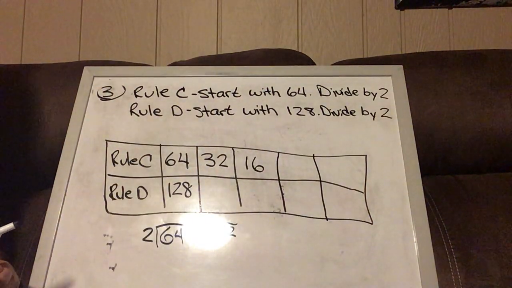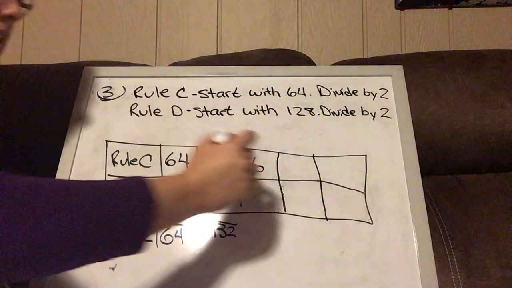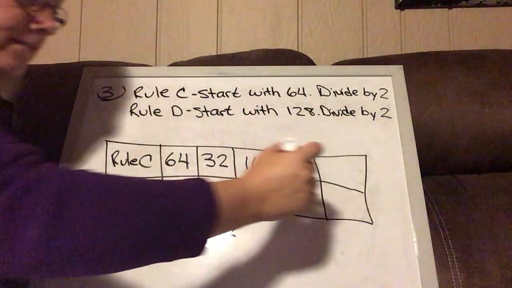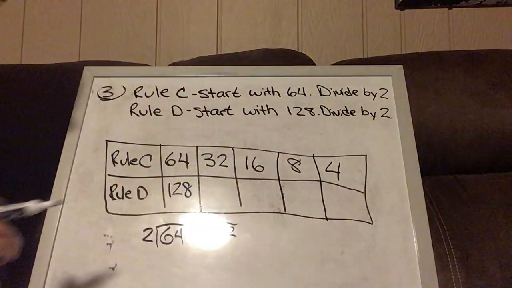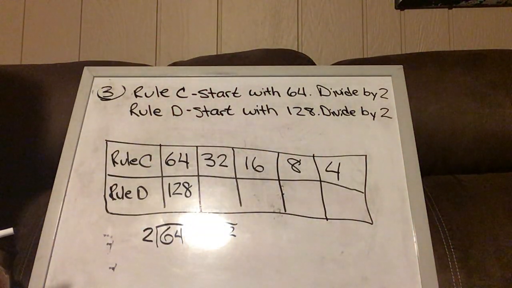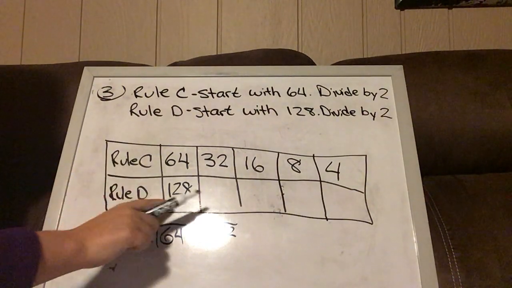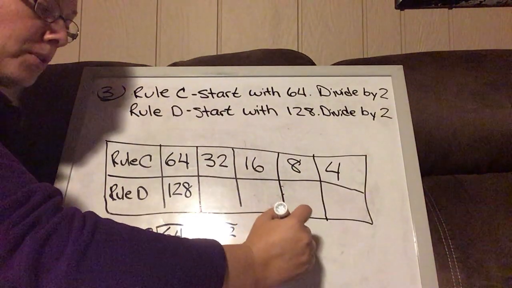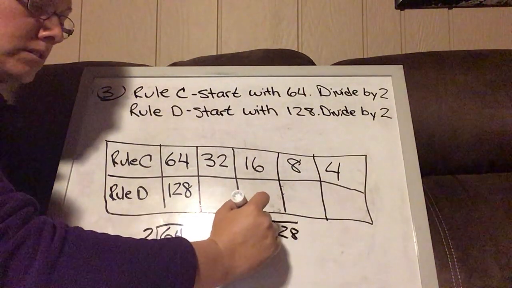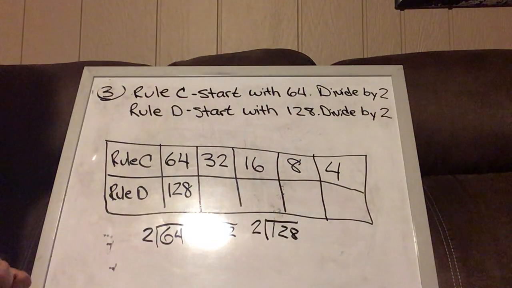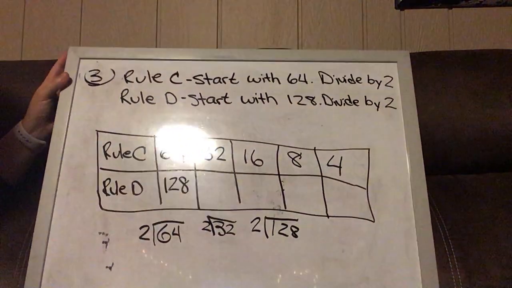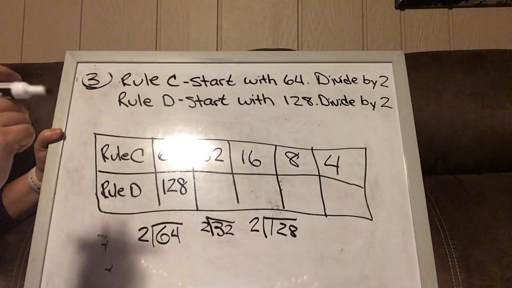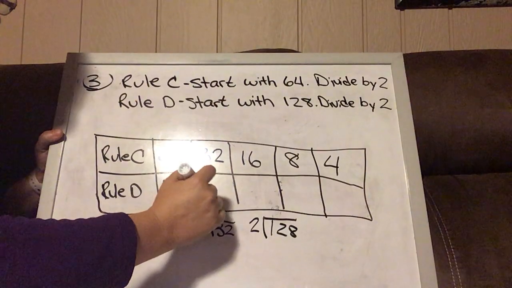Now from here, it should be mental math. 16 divided by 2 is 8. 8 divided by 2 is 4. All right, when you come down here then to rule D, 128 divided by 2. Again, we probably are going to need to write that out. Okay, remember we're doing all of our math in our math notebook, guys, okay? So 128 divided by 2, and when you do that, you get 64.